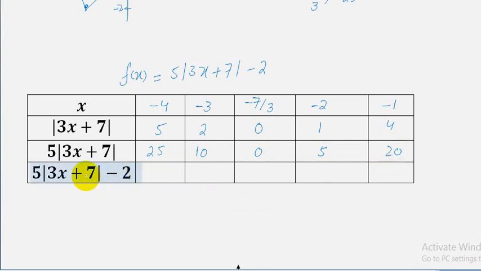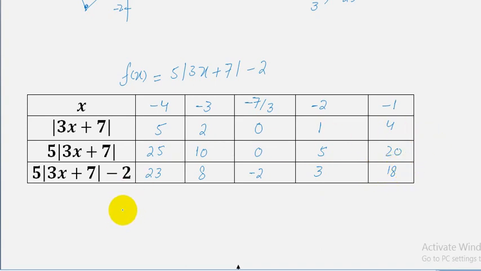In the next step, we subtract 2 from 5 into the mod of 3x plus 7. These are our values. Now we subtract 2: 25 minus 2 is 23, 10 minus 2 is 8, 0 minus 2 is minus 2, 5 minus 2 is 3, and 20 minus 2 is 18.